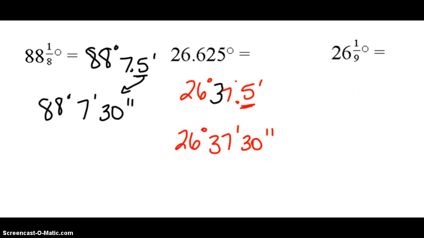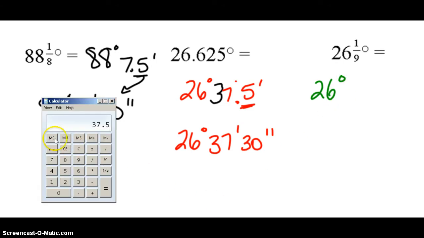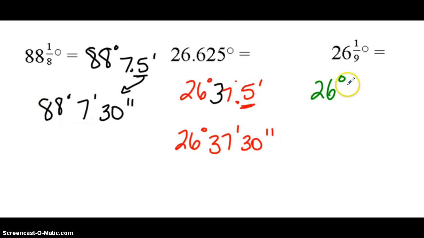Alright, so our last example here, we have 26 1/9 degrees. So we know that's 26 degrees, and let's break up that 60 minutes that are in 1 degree into ninths. So if we do 60 divided by 9, that gets me 6.666. So that's 6 2/3, right? So come back over here, that would get me 6 2/3 minutes, and then we have to break up that 2/3 minutes into a part of a minute, which translates to seconds.